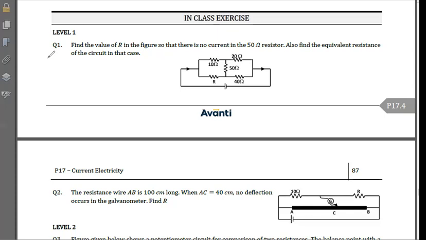So question 1 will be done. Everyone, this is a boards level problem. Now, if it is a Wheatstone bridge, you have to first find R, then you have to find the equivalent resistance. So what is the ratio? What is the condition for a Wheatstone bridge? Vivek, tell me, what is the formula of the Wheatstone bridge?